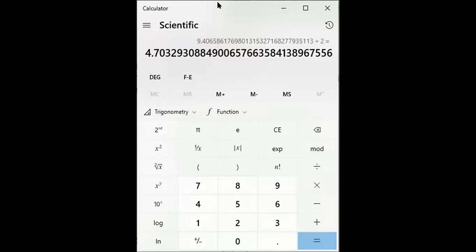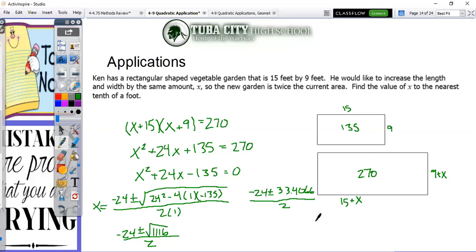Since we have to round to the nearest tenth of a foot, that's going to be 4.8. Oh, wait, hold on, 4.7. We don't need to round up because the next digit is 0, so it stays 4.7. All right, 4.7 it is. And again, we already know the other side should be extraneous. X equals 4.7.